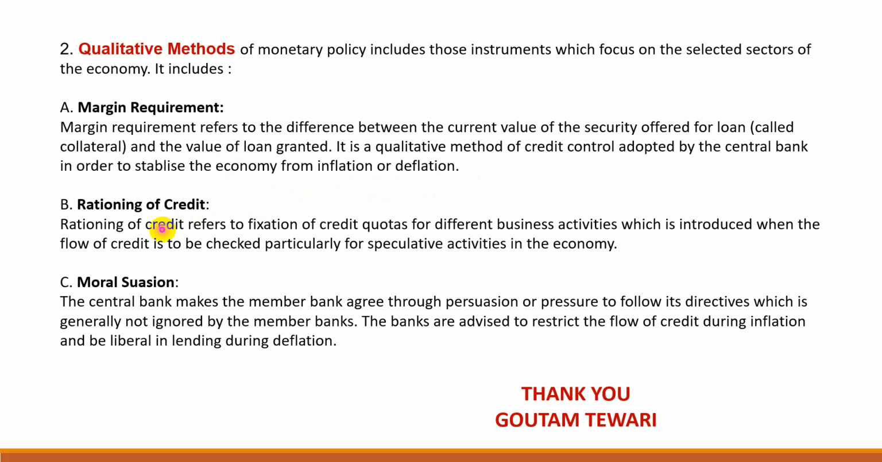Rationing of credit. Rationing of credit refers to a fixation of credit quotas for different business activities, which is introduced when the flow of credits is to be checked, particularly for speculative activities in the economy. Moral suasion. The central bank makes the member banks agree through persuasion or pressure to follow its directives, which is generally not ignored by the member banks. The banks are advised to restrict the flow of credit during inflation and be liberal in lending during deflation.